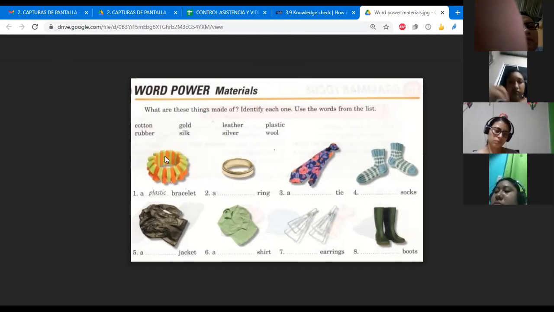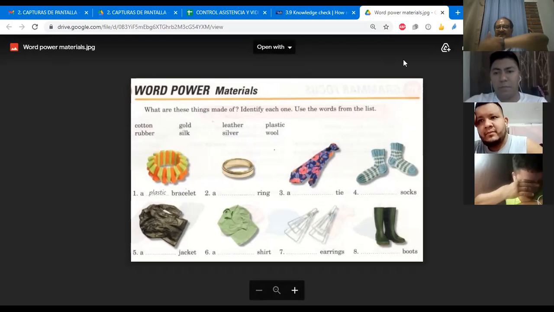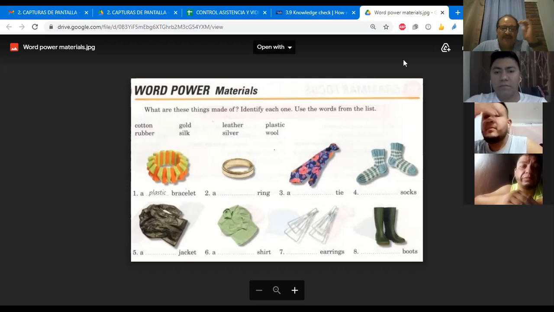Okay. A bracelet is a piece for your arm. For example, this is the bracelet. The general thing is the watch. You have the watch, but only this part is the bracelet. Then you have the ring.